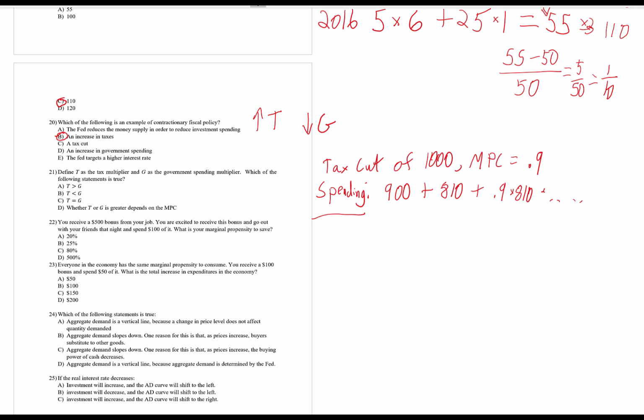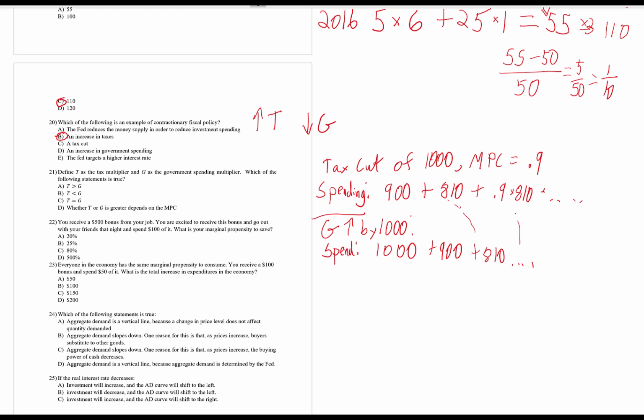Now let's compare a government spending increase of $1,000. Let's look at the spending. So right off the bat, we have $1,000 spent by the government. Then wherever the government spends that money, that person's going to spend 90% of it, plus 900. And after that, it'll proceed like the tax cut. So plus 810, plus 0.9 times 810 and so on.